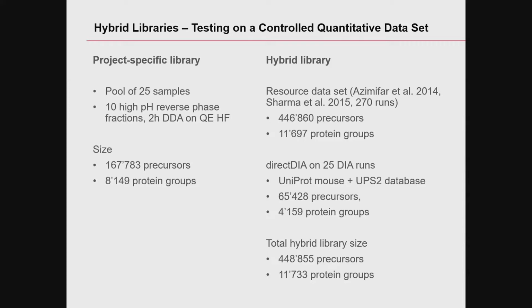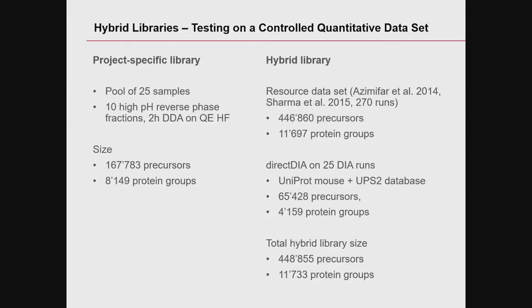And then we wanted to compare how well the analysis works if we use a project-specific library as compared to this hybrid library approach. And this is what we did here. We built the two libraries. So we built a library from the pool of 25 samples. We did 10 high pH reverse phase fractions. It's not our standard protocol; it's actually a little bit better than our standard protocol. And we built a library out of that. And this is how the library looks afterwards in terms of size.